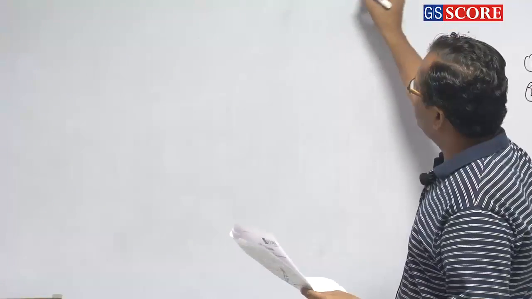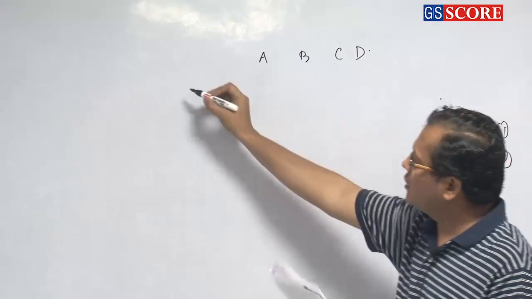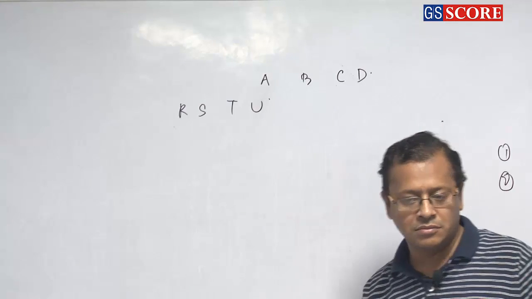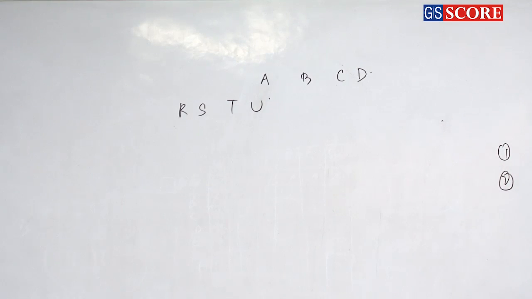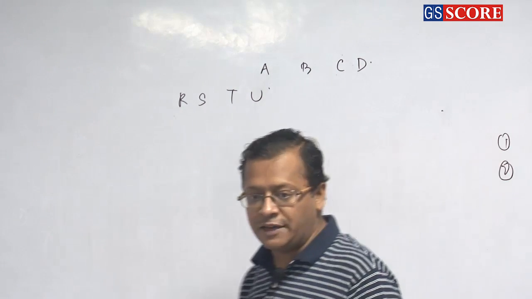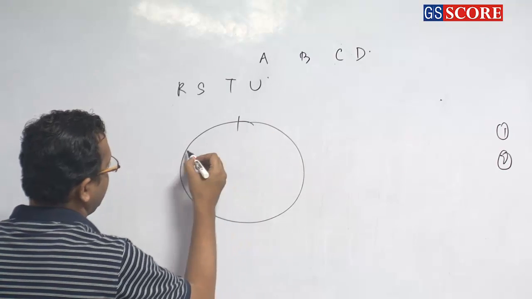The wives are A, B, C, D, and the husbands are R, S, T, U. You just note that. They danced in a circle facing each other. All the wives are to the left of their husbands. So you just draw the circle. There are 8 positions. A.